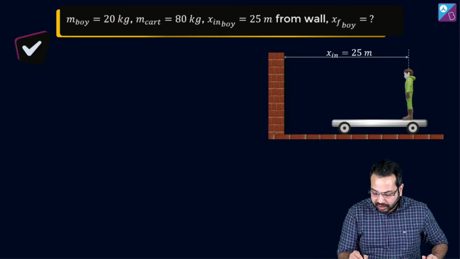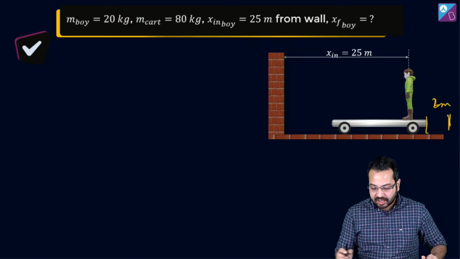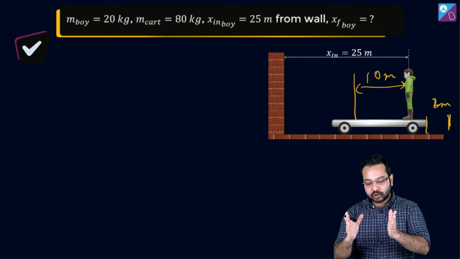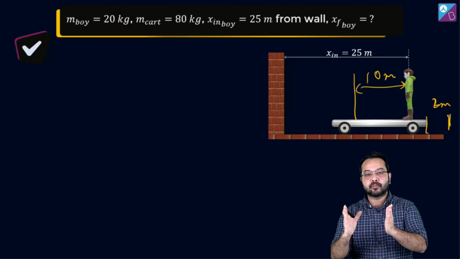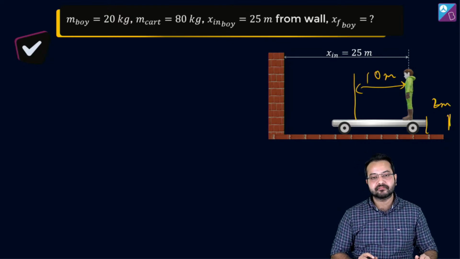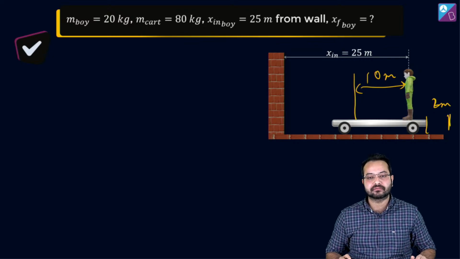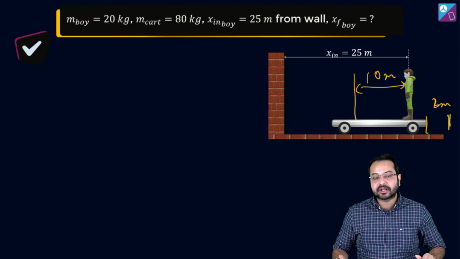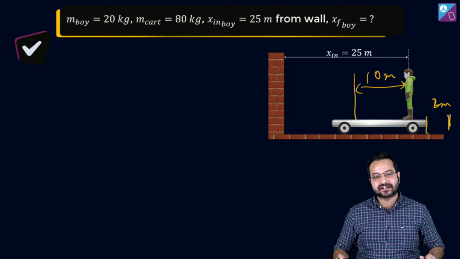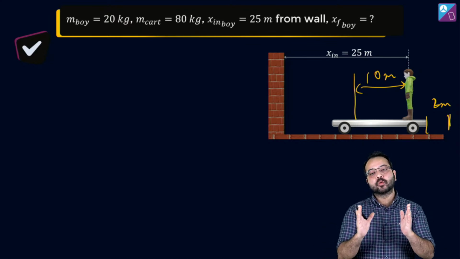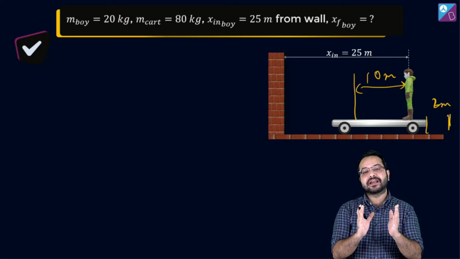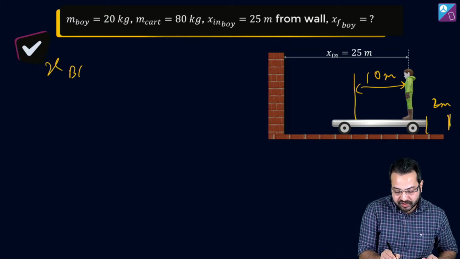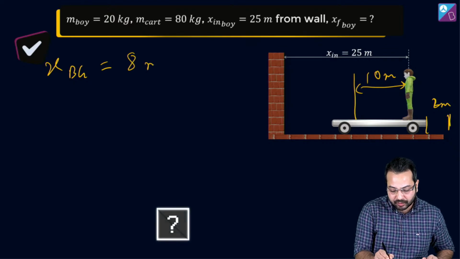Now let me go over here and show it to you in detail. The cart has moved by 2 meter and the boy has moved 10 meter with respect to the cart. So assume that the boy has gone towards the left by 10 meter, and the cart has gone towards the right by 2 meter. Is that correct? So what is the displacement of the boy with respect to the ground? With respect to the ground, the displacement becomes 8 meter. He has gone 10 meter towards the left, and then 2 meter right along with the cart. So the displacement of the boy with respect to the ground is 8 meter.